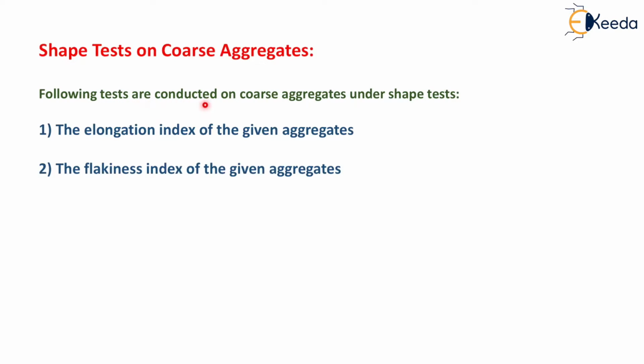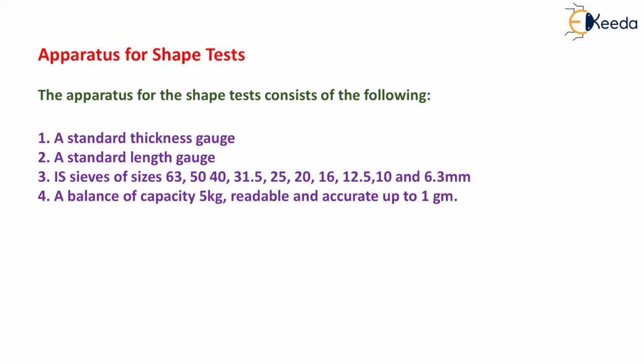Following tests are conducted on coarse aggregate under shape test. First one is the elongation index of the given aggregate. The next one is the flakiness index of the given aggregates. Apparatus for shape test. The apparatus for the shape test consists of the following. First one is a standard thickness gauge. Next one is a standard length gauge.